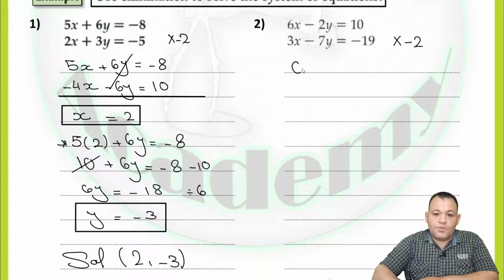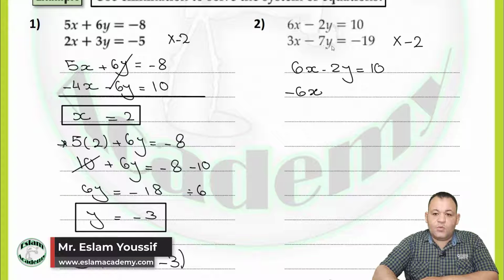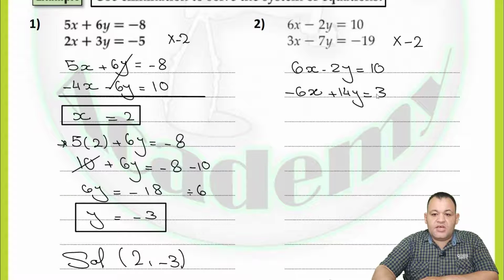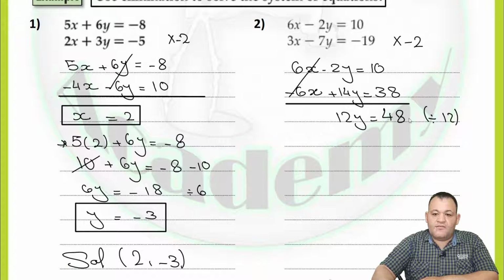So the first equation will be the same: 6x minus 2y equals 10. And the second one, 3 times negative 2 equals negative 6x. Negative 7y times negative 2 equals positive 14y. Negative 19 times negative 2 equals 38. Now you need to add them. 6x minus 6x equals 0. Negative 2y plus 14y equals 12y. 10 plus 38 equals 48. Now we need to divide by 12 to find the value of y. Then we can say that y equals 4.